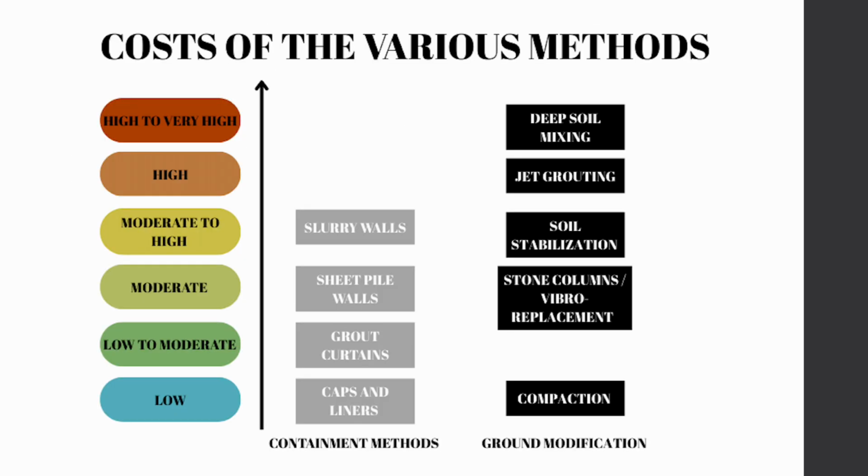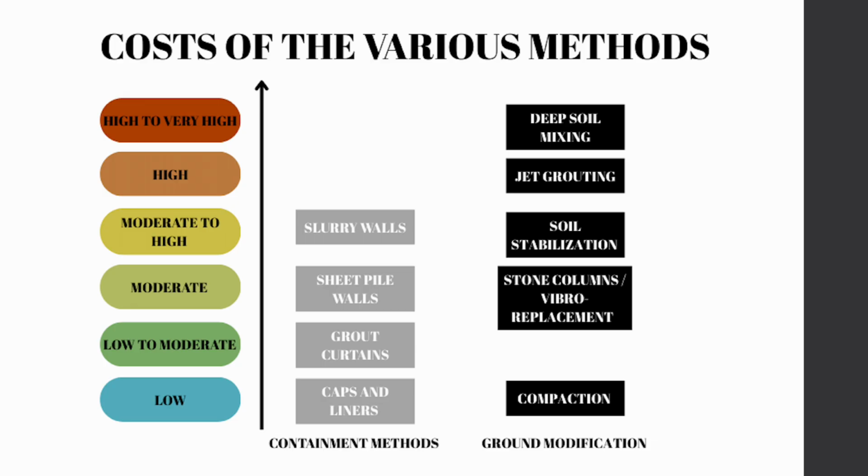Here we have a quick visual summary of how the costs of different containment and ground modification methods compare to one another. On the left side, we have a vertical scale ranging from low at the bottom to very high at the top. Each method has been placed along this gradient based on average implementation costs. For containment methods, caps and liners tend to be the most affordable. They fall in the low to moderate cost range. Grout curtains and sheet pile walls are generally a step up, falling in the moderate range. Slurry walls are considered moderate to high, depending on the depth and material used.